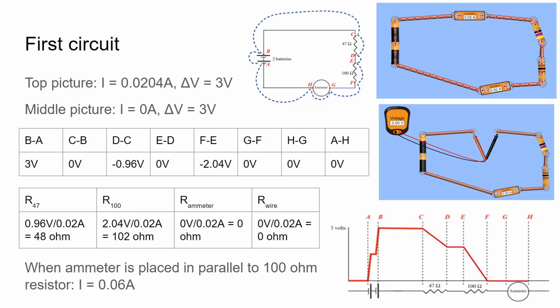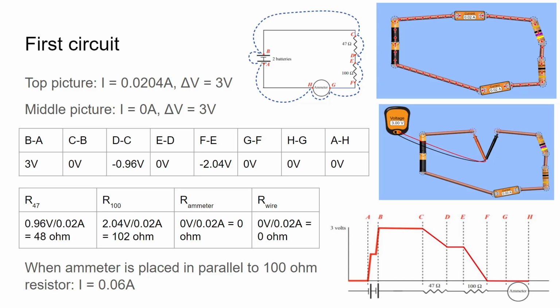When an ammeter was replaced with a voltmeter connection in the middle picture, there was no current and the potential difference was 3 volts. This is because the circuit is open, so there is no current. It is essentially an extension of the batteries. Going back to the top picture, potential difference between each point in the circuit was measured with a voltmeter. The results are shown in the graph. They added up to zero like they were supposed to.